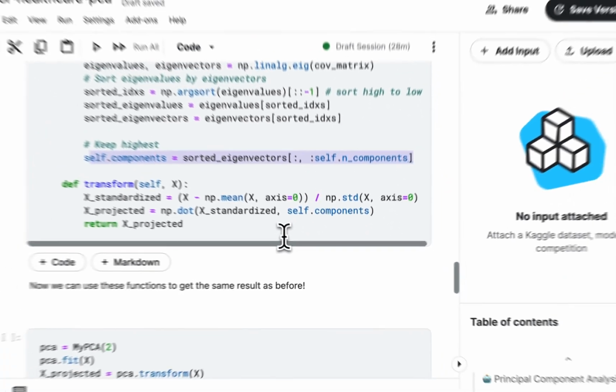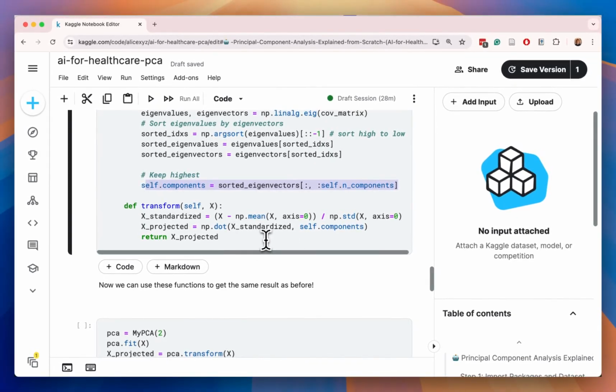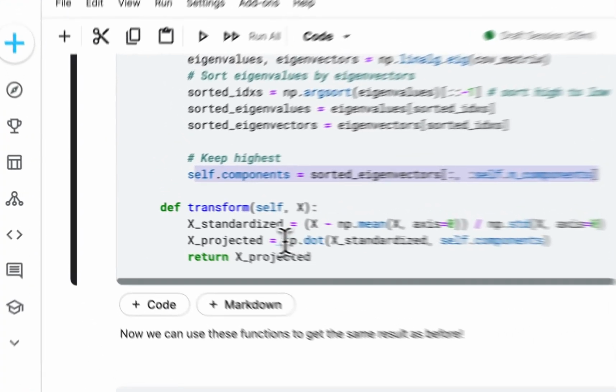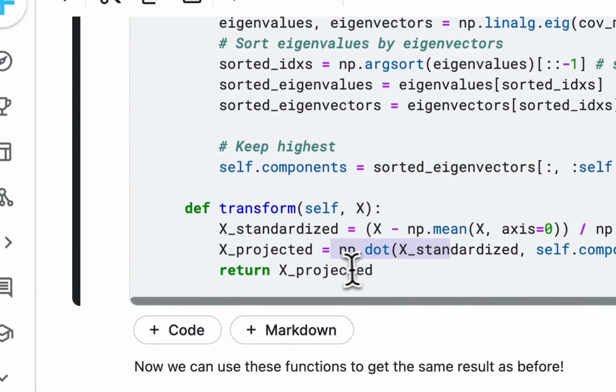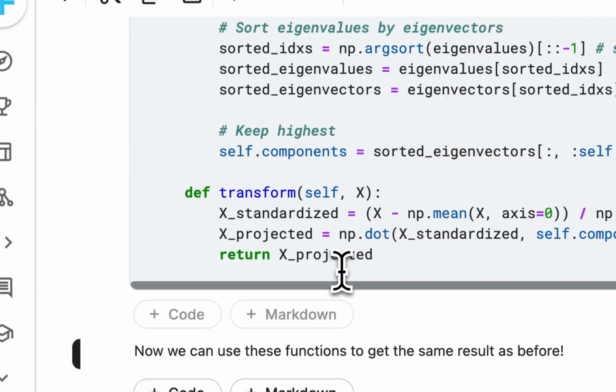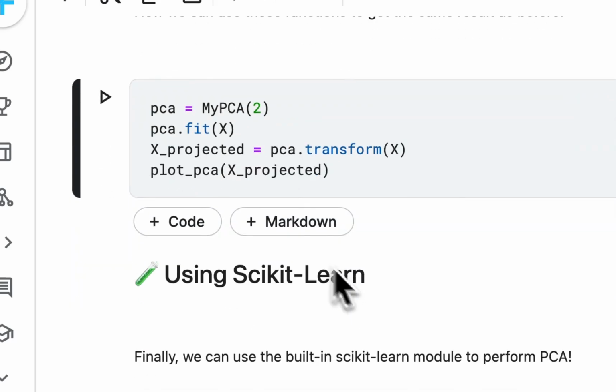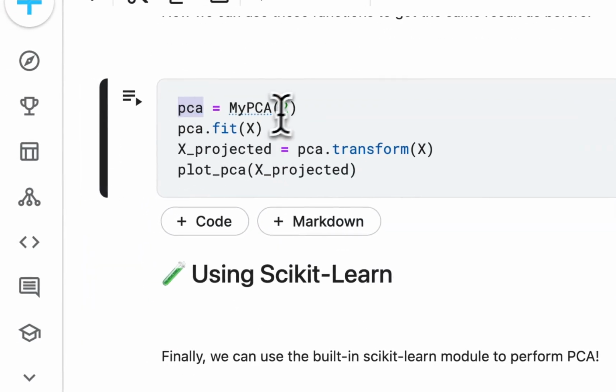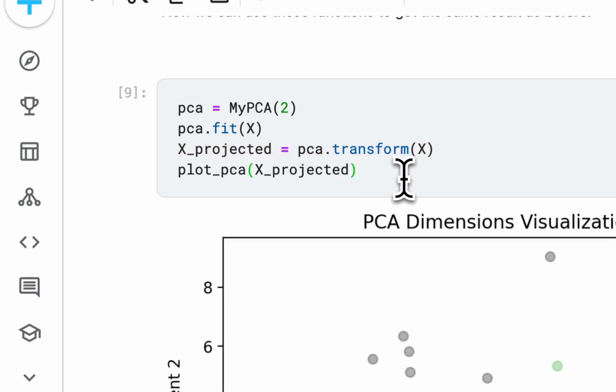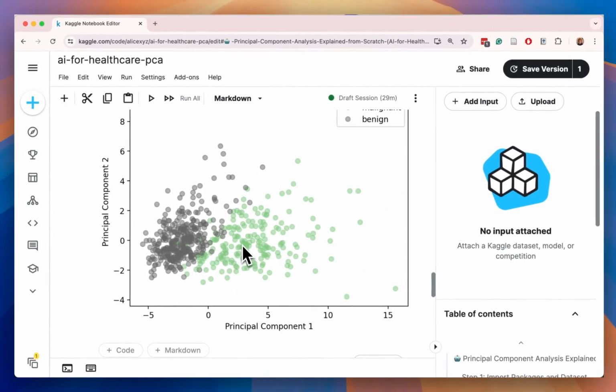And then to transform our data set from this higher dimensional space to this lower dimensional space, we project it onto it by taking the dot product, and we return that. And then we can use it as before. We say PCA is myPCA with 2. We then fit it on our data, and then we transform it and plot it. And here we go, we get the same result again.